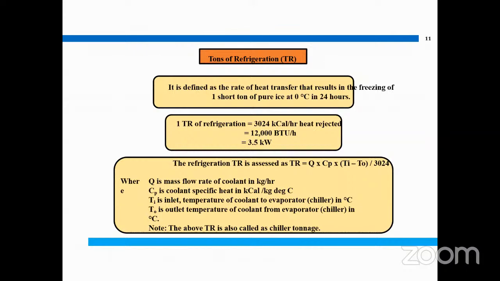So nothing but a chiller, in degree of C centigrade. TO is the outlet temperature of the coolant from evaporator in centigrade. Note, the above TR is also called as a chiller tonnage. So while doing the problem, we have to use the formula to find out the capacity of the chiller or capacity of the AC equipment.